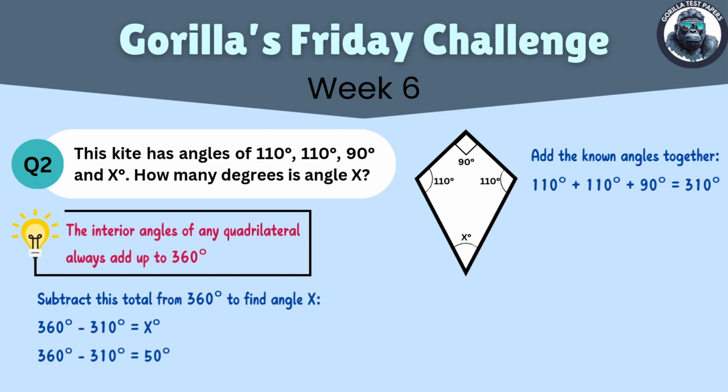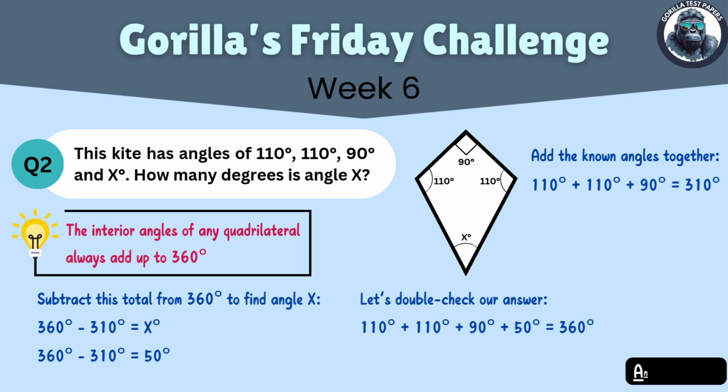For this question, we can double check our answer, as we know that the interior angles of a quadrilateral should add up to 360 degrees. So therefore, we add up the known angles along with our answer, which is 50 degrees. This gives us 360 degrees. So therefore, this confirms our answer is correct.